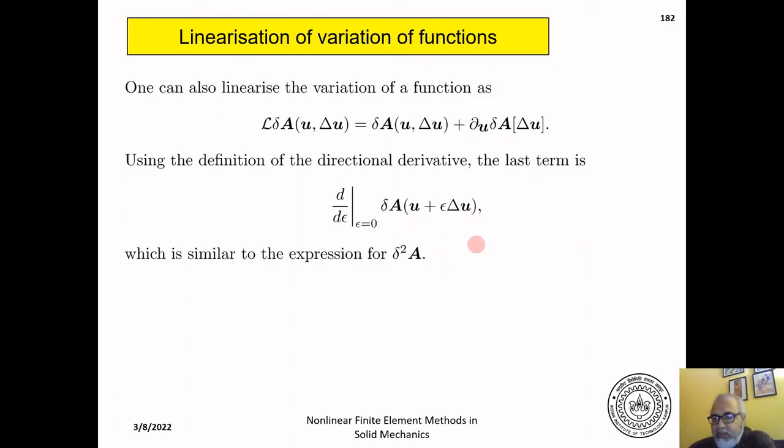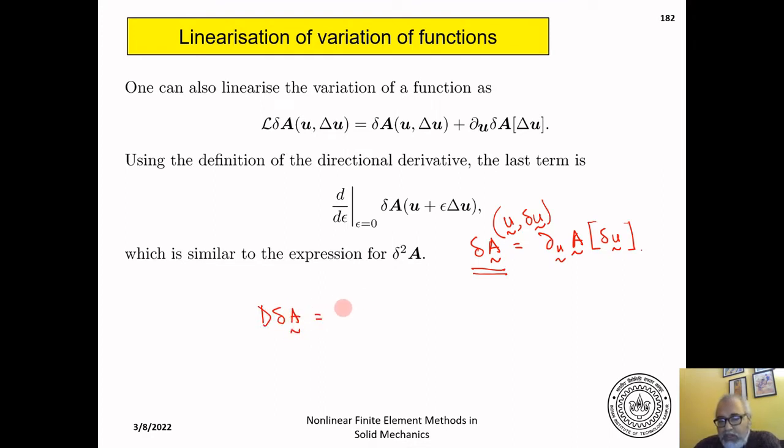Now we have already seen that delta A is the directional derivative with respect to u of A in the direction of the first variation of u. This is how we have defined it, and this delta A is itself a function of u and delta u, and can be a nonlinear function of u as well, which means that we can linearize delta A as well. So we can actually write d delta A, which would be delta A evaluated at u plus the directional derivative with respect to u of delta A in the direction of triangle u.